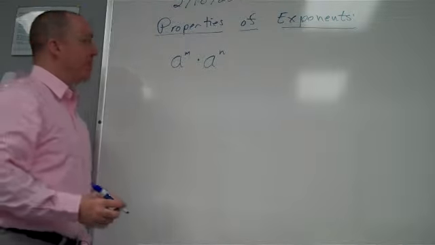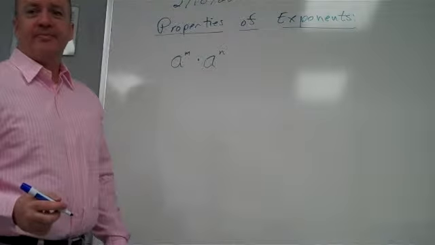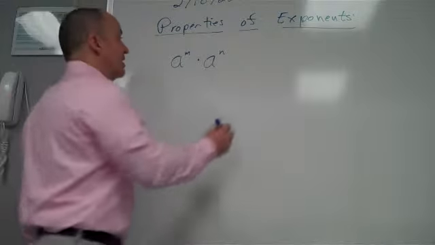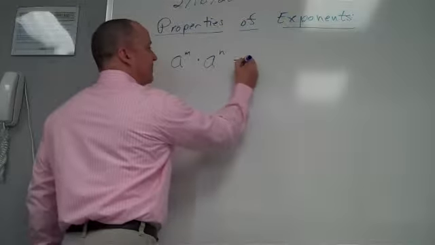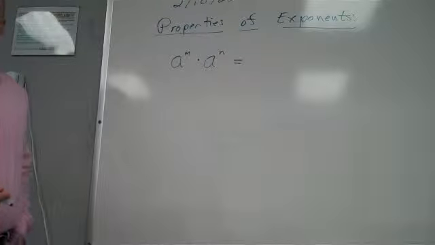Why did you put M and N? I picked 2 letters at random to represent unknown numbers. Now, they're 2 different numbers. So you're multiplying. It gets a little bit harder. This equals A to the M plus N.